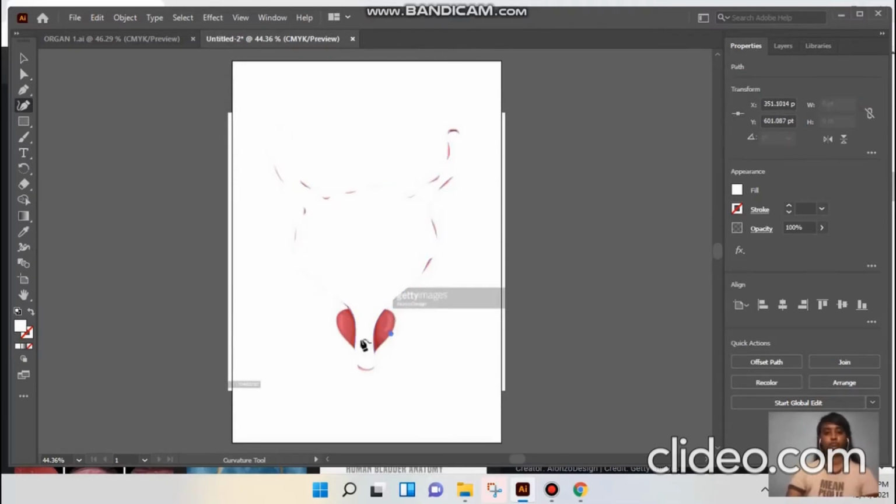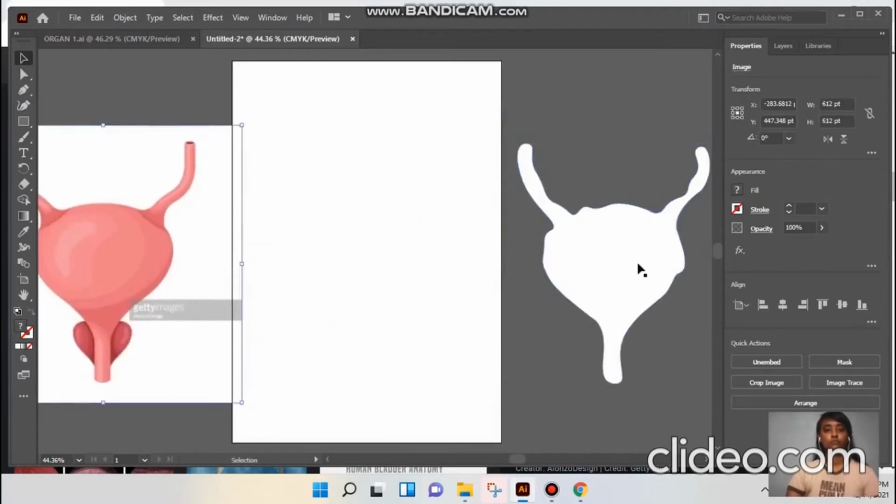So the main parts of the urinary system here are two ureters and a bladder. These narrow tubes carry urine from the kidneys to the bladder. Muscles in the ureter walls continually tighten and relax, forcing urine downwards away from the kidney.